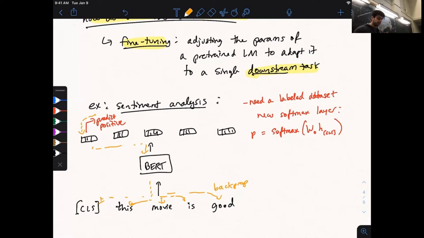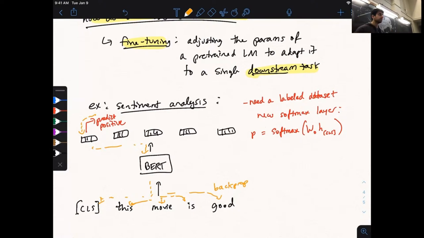Like if you imagine this movie is mask, I hated it, right? This is a very strong predictor of sentiment. If the model is able to predict bad, then it understands that context. It understands the sentiment already. So the fine-tuning phase is basically trying to get the skills that are most necessary to solving the downstream task, and trying to specialize the model to use those skills to solve the task.